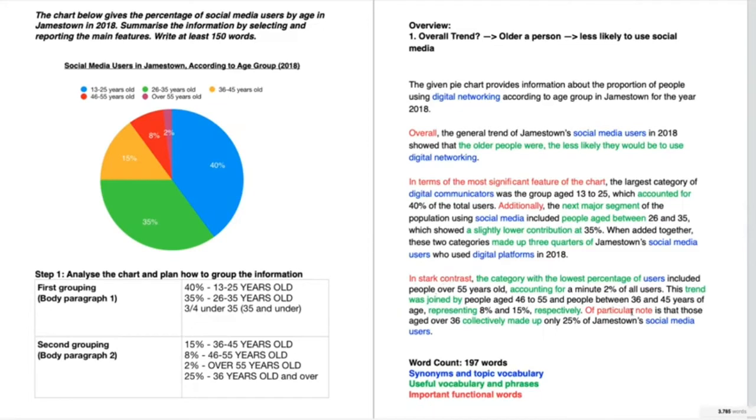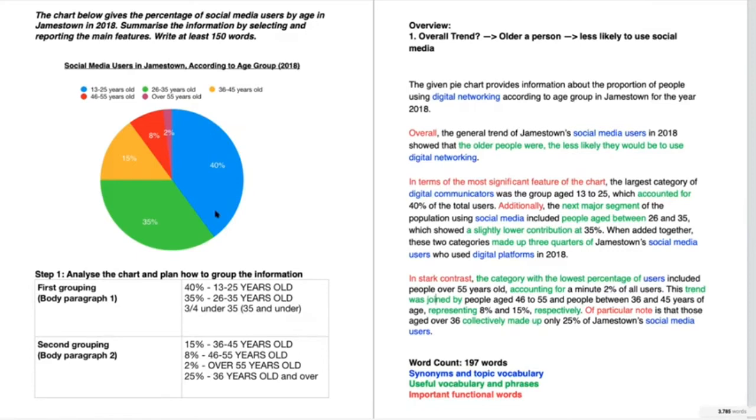And then of particular note is another advanced phrase that is great when you want to call your reader's attention to something interesting. And in our case, it was this last piece of information here about 25% of Jamestown social media users. So there you have it. That is our essay with one pie chart.